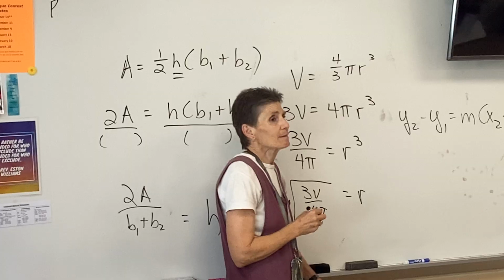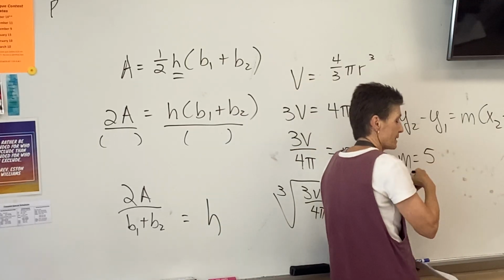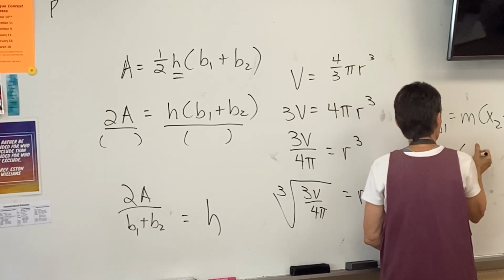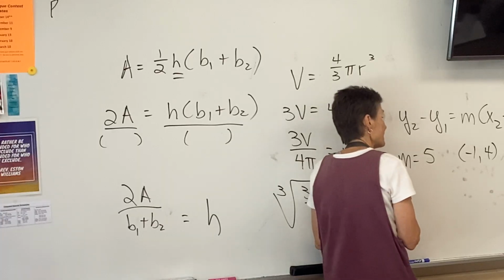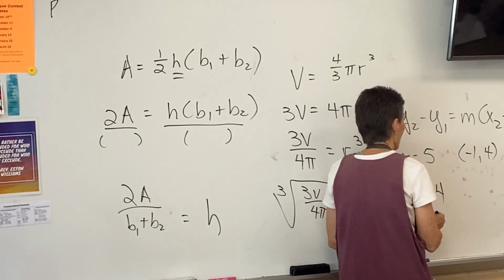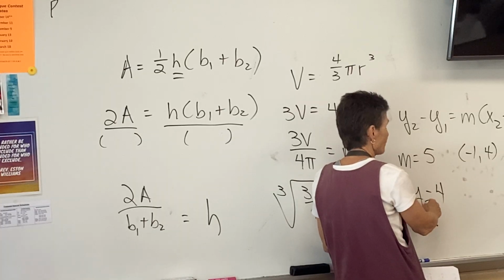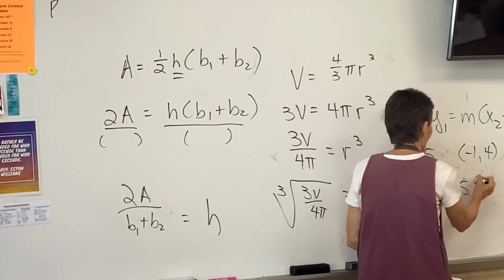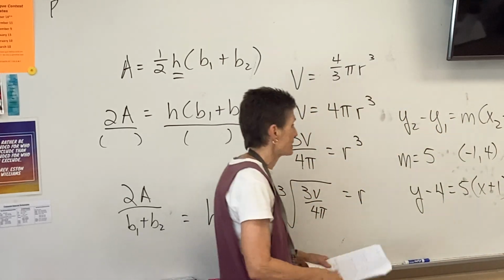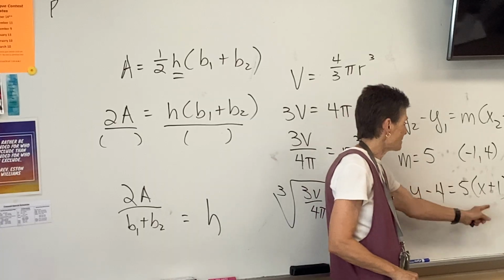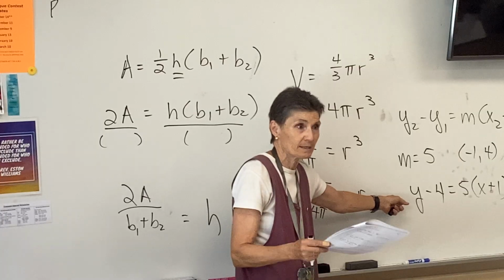How that manifests itself is, let's say we have a slope of 5, which is an easy number, and we have a point that's negative 1, 4. You simply take y minus 4. I really don't like those subscripts too much, but it's okay. You take y minus 4 equal to 5 times x plus 1. So y minus the y coordinate equals the slope times x minus the x coordinate. That's what the point slope form of a line looks like.